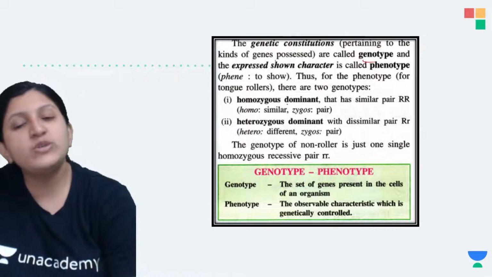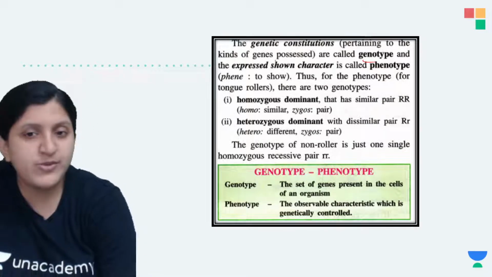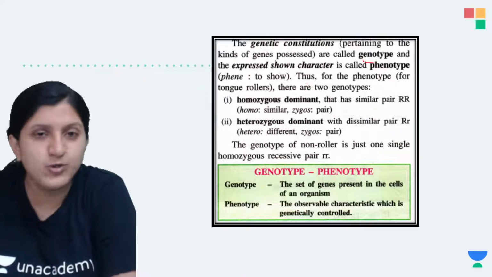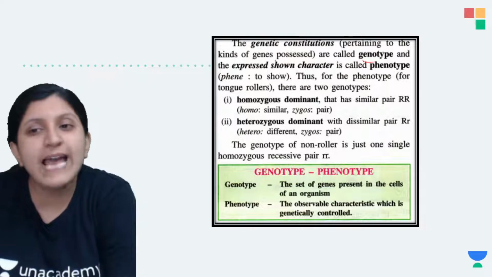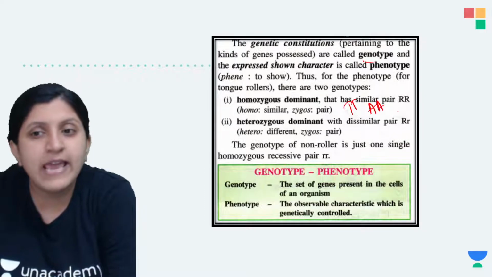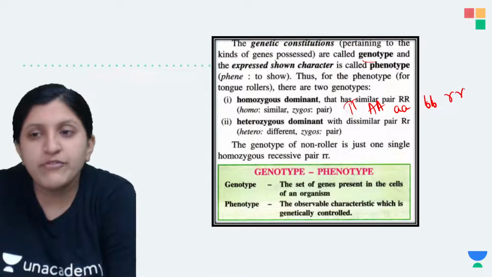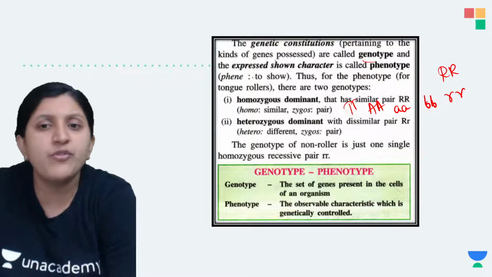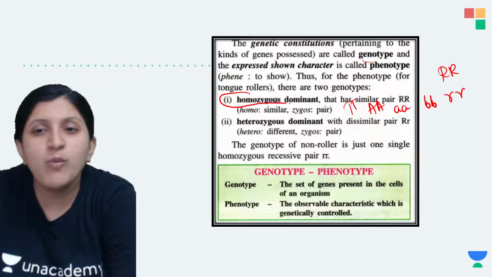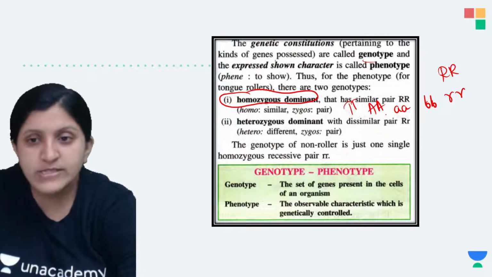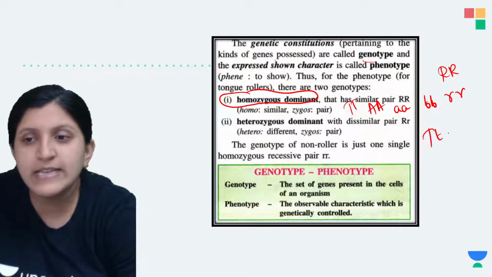There are two types of genotypes you can find: homozygous dominant and heterozygous dominant. What exactly is homozygous? We saw this one: TT was there, this is AA, this is AA, then you can find BB, then RR. All these are examples of homozygous dominant. Then what exactly is heterozygous? Heterozygous is basically like this.